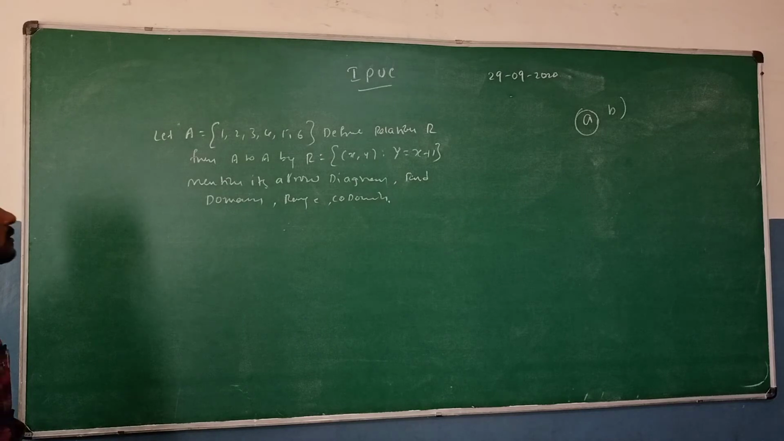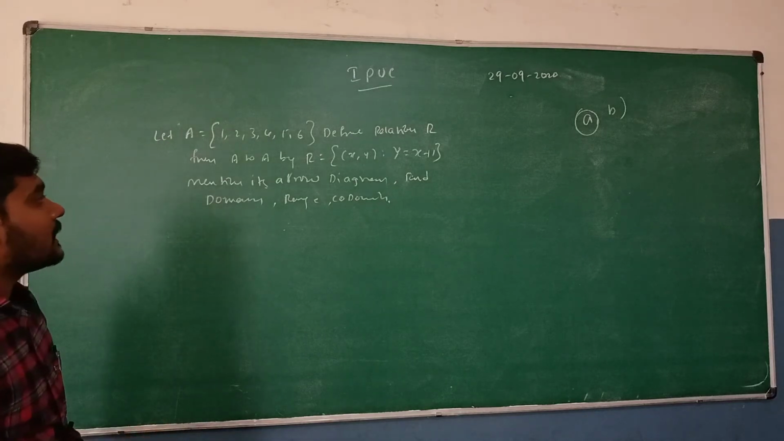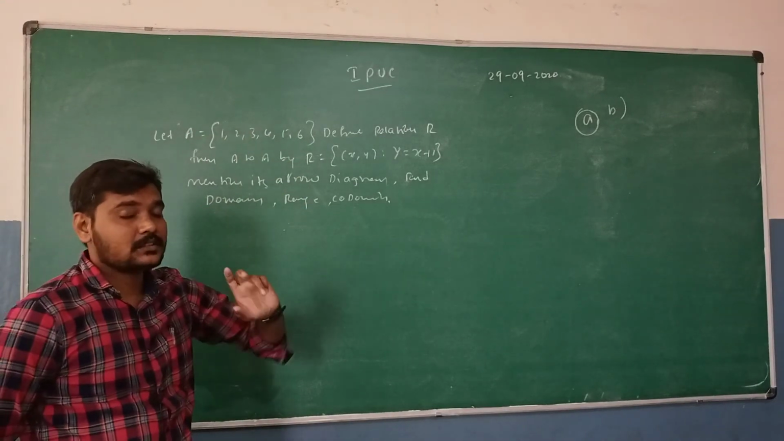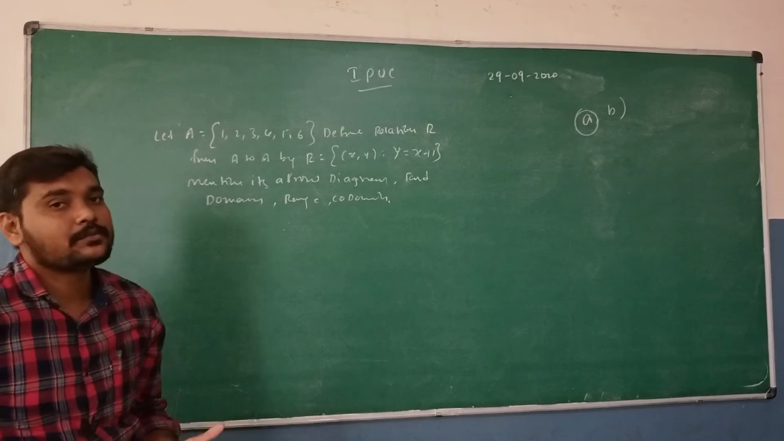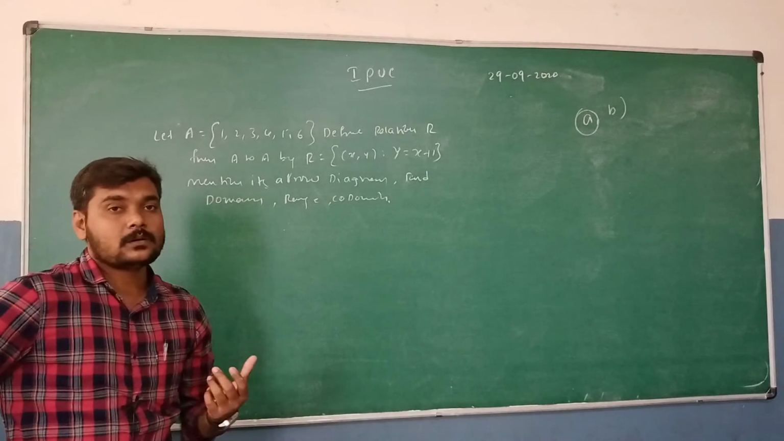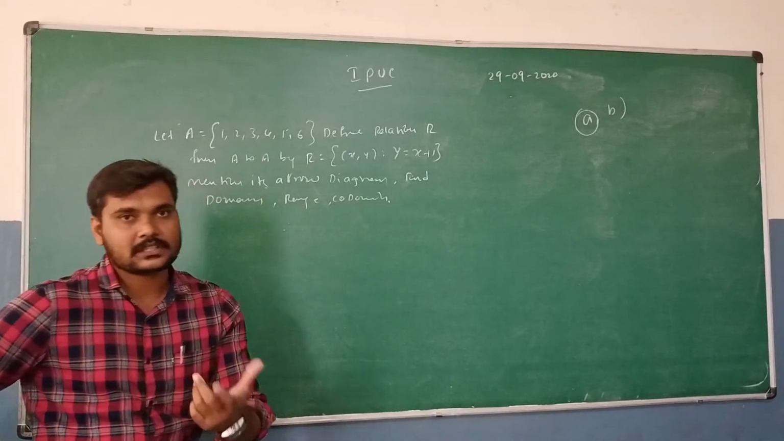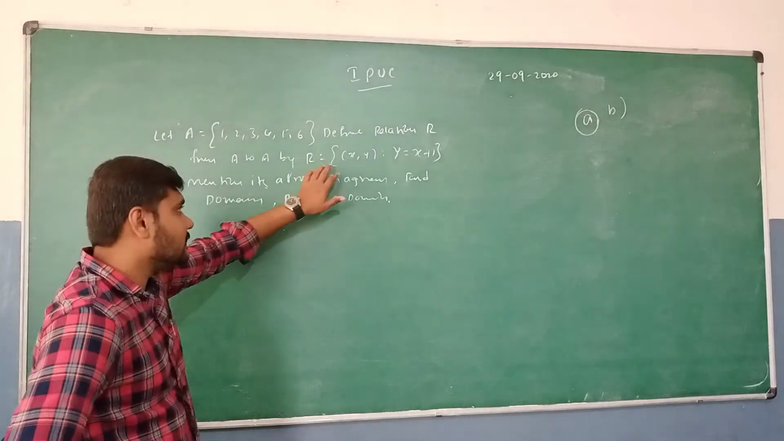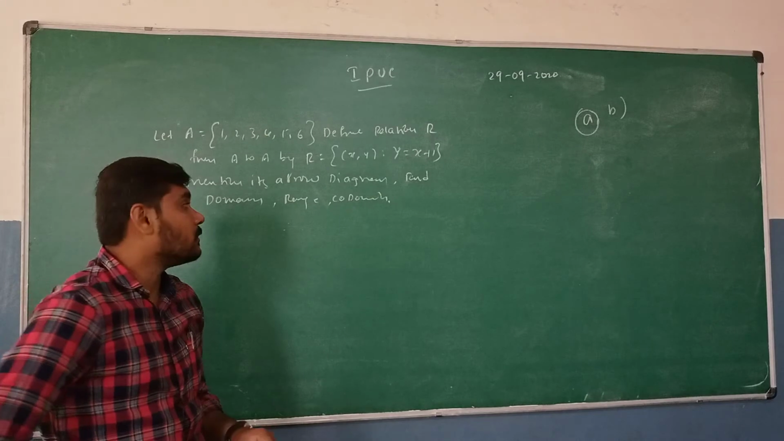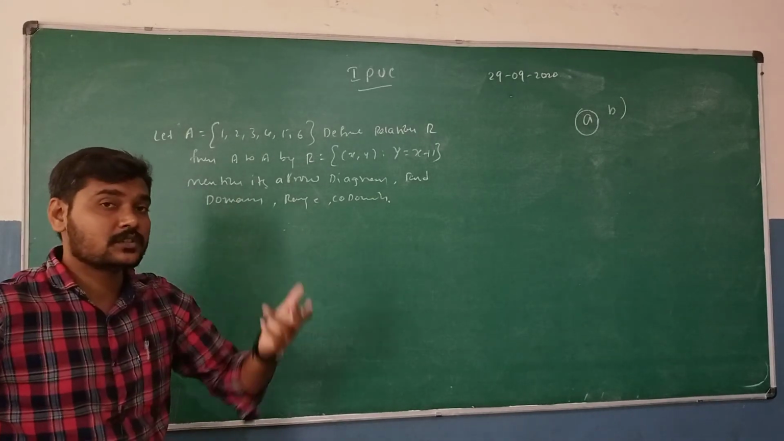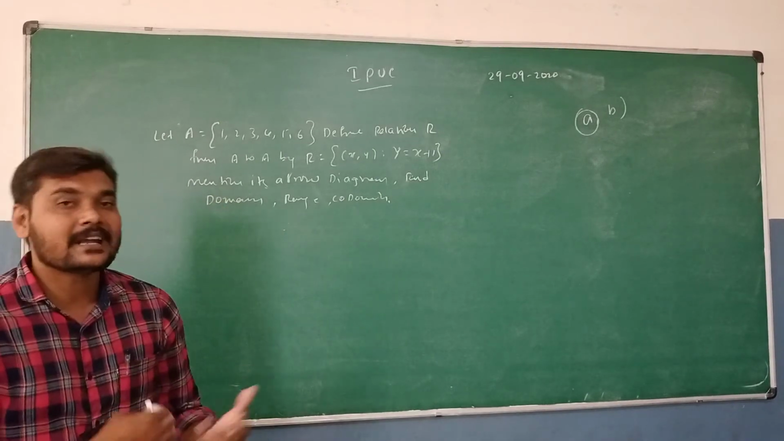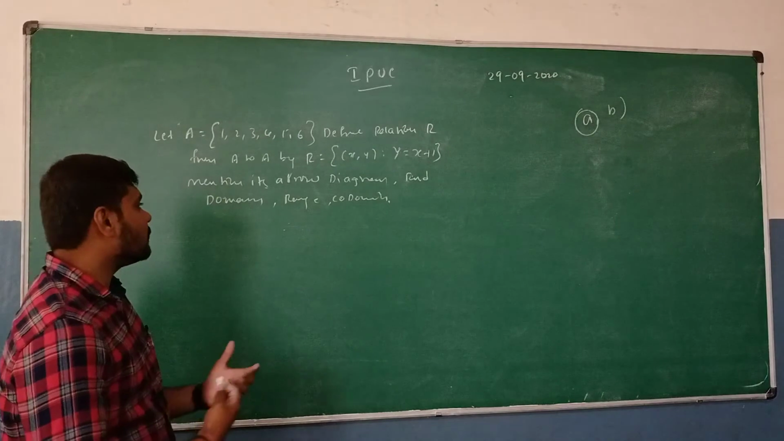So here let A is equal to 1, 2, 3, 4, 5, 6. Define R. What is this R? This R is the given relation, in the form of set builder form. Already we have discussed in the set chapter that a set can be represented in two ways: the roster form as well as the set builder form. They have given it in set builder form, so we need to convert this relation to the roster form first. Then we need to find the arrow diagram, and then we need to find the domain, range and codomain.